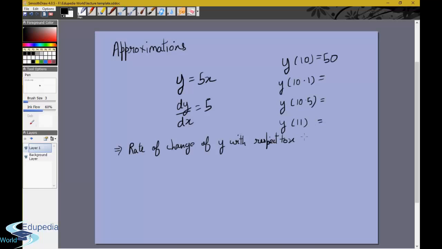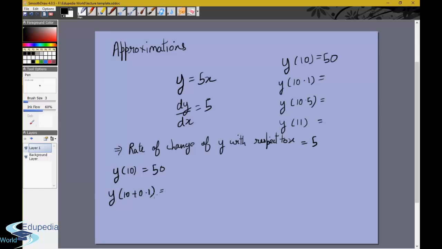So the rate of change of y with respect to x is 5. That means as x changes, y changes 5 times as fast. Right. So let's say we know that y of 10 is equal to 50. We want to calculate y of 10.1, which is y of 10 plus 0.1.